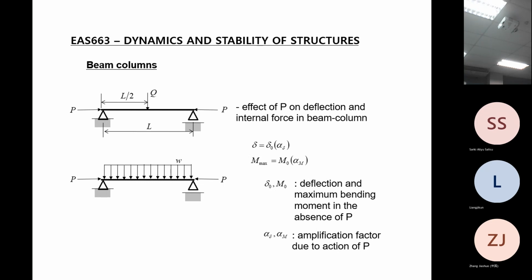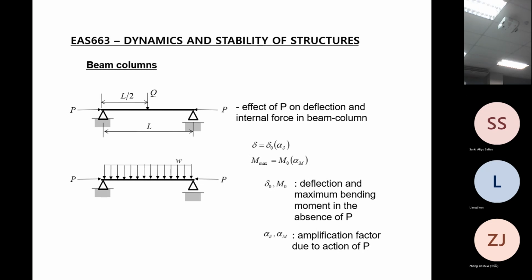Okay. Now, what is the effect of P on deflections and internal force in a beam column, compared to a beam like this without P? With P acting at the same time, you have this primary effect. What is the consequence? That is shown by these two equations here.